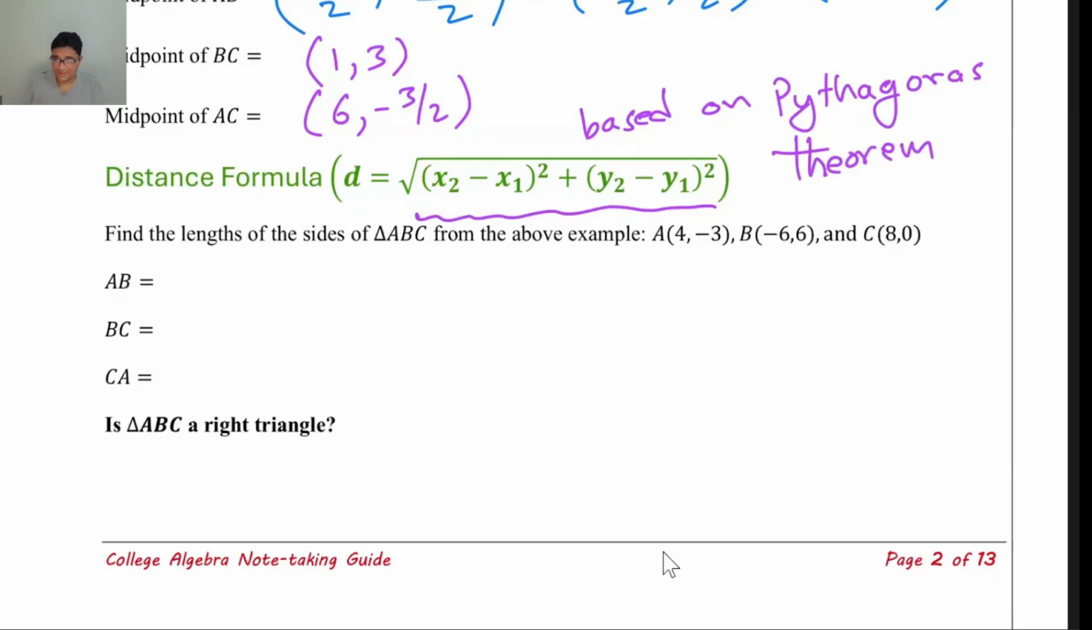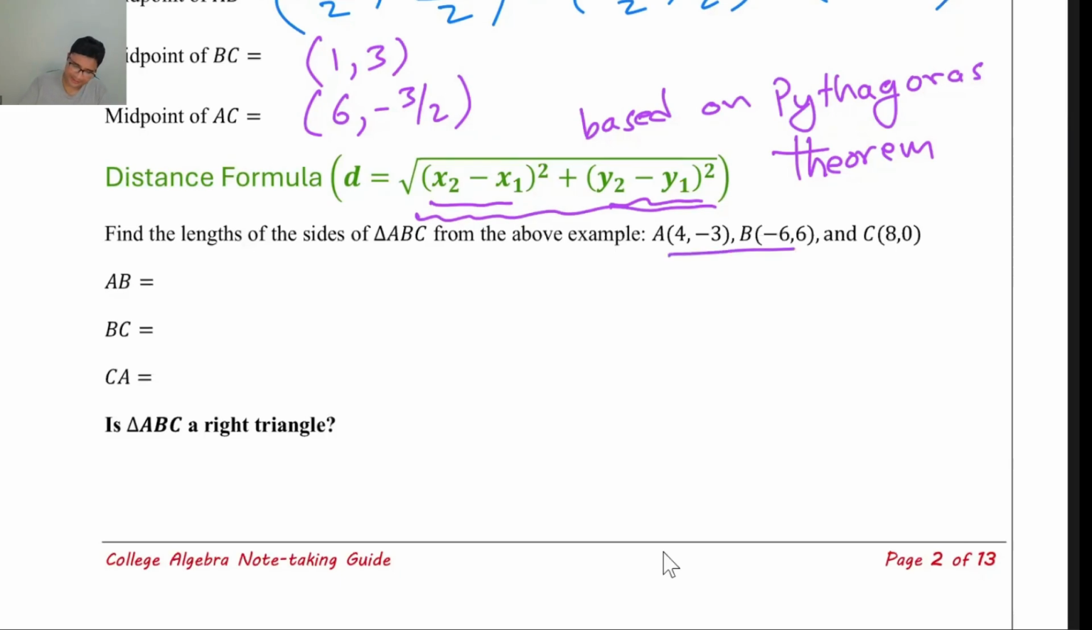If you have no idea about that, do the research. Distance formula and Pythagoras theorem. Search it. And what does it say? Subtract the x coordinates and square, subtract the y coordinates and square, add them and take the square root. We'll use that formula here now.